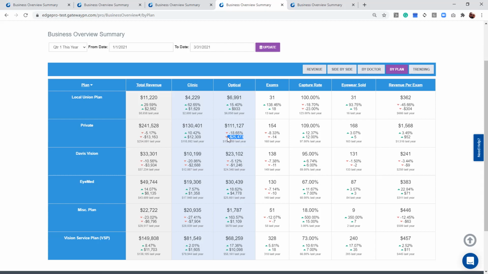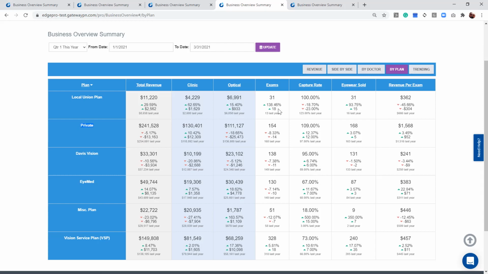So a few things that we've uncovered already on this particular dashboard: our patients are spending a little less money in the optical than they did last year, and our private pay is down the most. So when we think about our largest opportunity, it would be to concentrate on our private pay and concentrate overall on the amount our patients are spending.